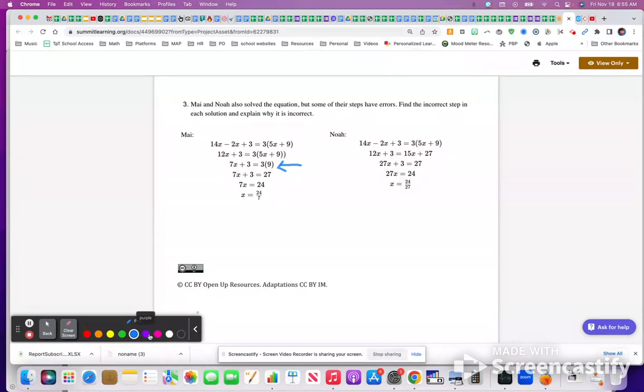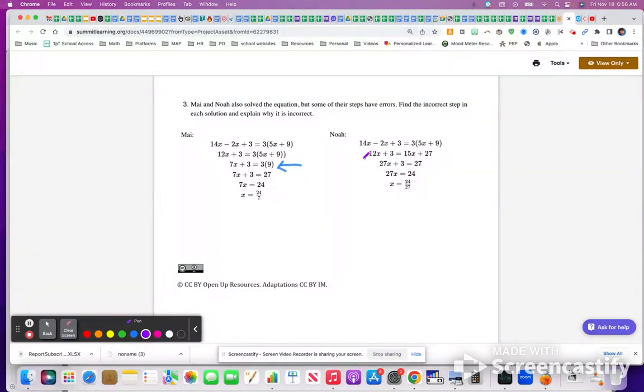What did Noah do? Noah started with 14x minus 2x plus 3 equals 3 times 5x plus 9. And he subtracted 14x minus 2x and he got 12x plus 3. And he multiplied 3 times 5x is 15x and 3 times 9 is 27. So far that looks good. Then he said 27x plus 3 equals 27. Well, it looks like he tried to get rid of this 15x, which means he would have subtracted it. The problem is that over on this side, he didn't subtract it, he added it.